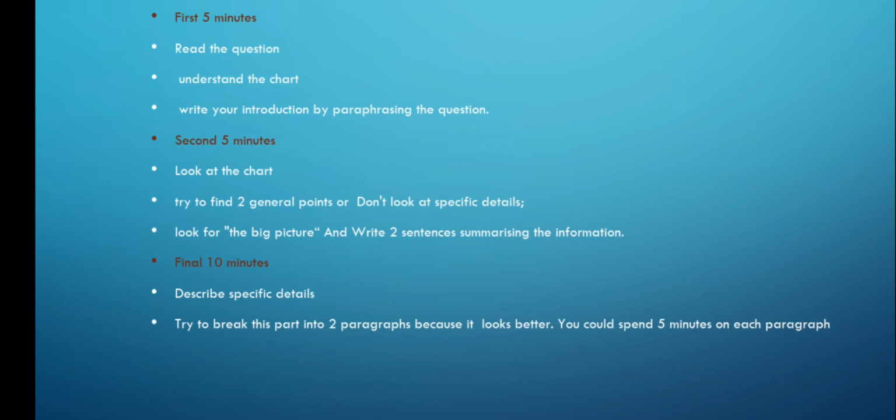In the final 10 minutes, you describe the specific information that you found in the chart, the diagram, the process, or the map, whatever it is. Try to break it into two paragraphs because it looks better. You could spend 5 minutes on each paragraph, because if you don't divide your paragraphs, then it looks ugly.